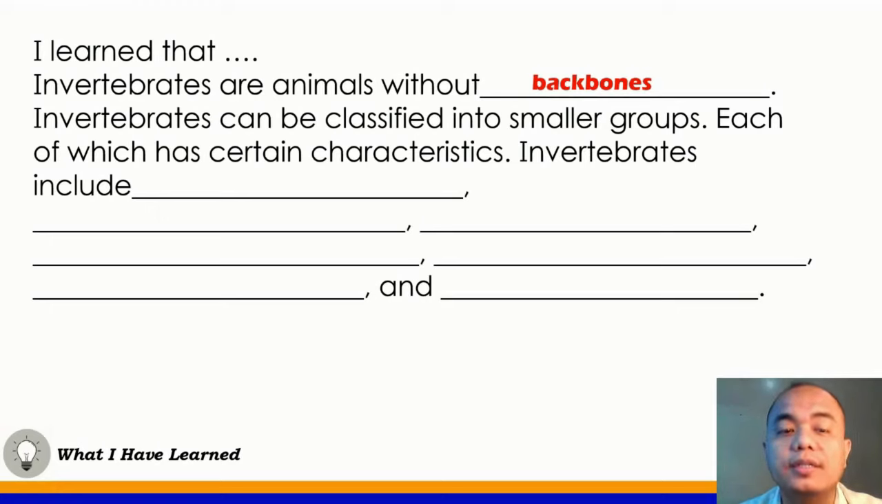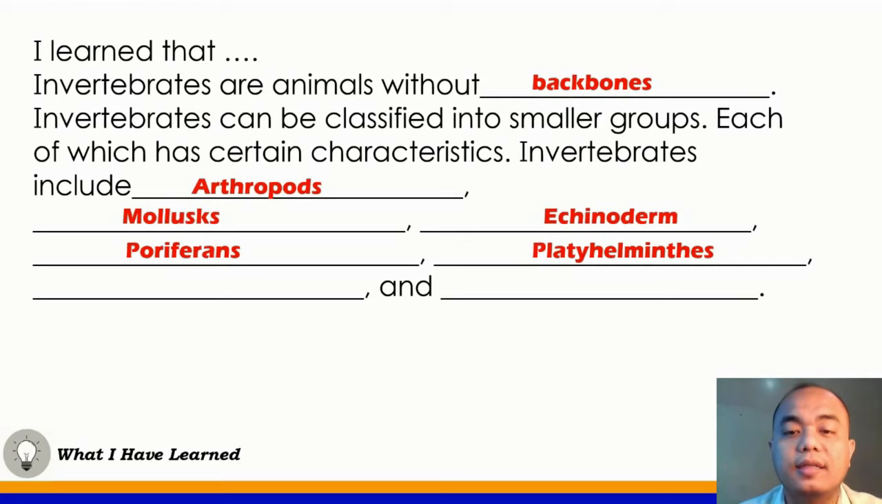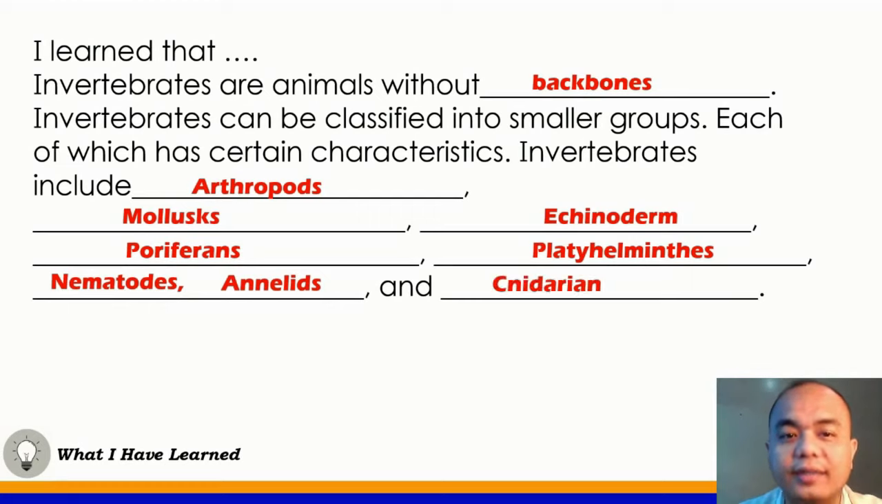Invertebrates can be classified into smaller groups, each of which has certain characteristics. So invertebrates include, we have 8, right? We have arthropods, the mollusks, the echinoderms, the porifera, the platyhelminthes, the nematodes, the annelids, and cnidarians. Again, these are the different classifications of invertebrate animals.